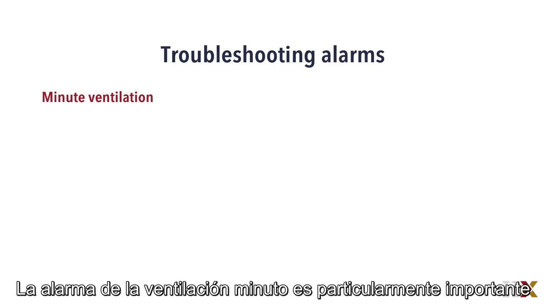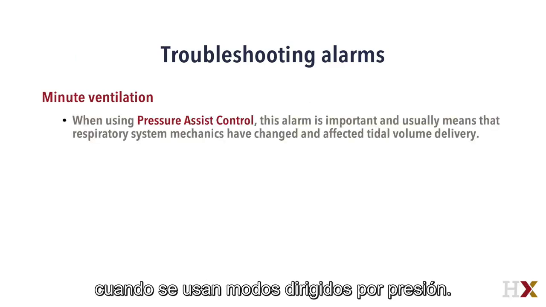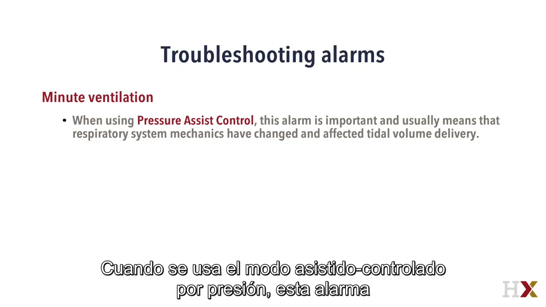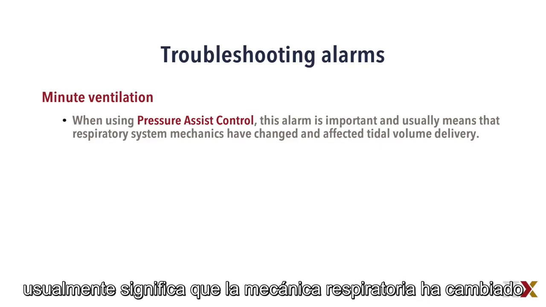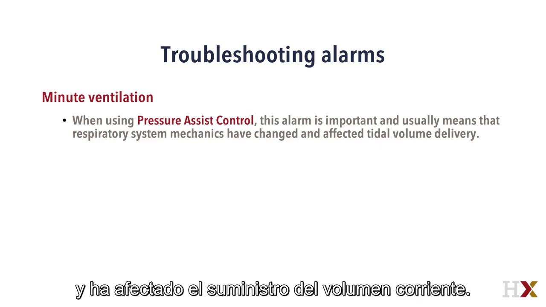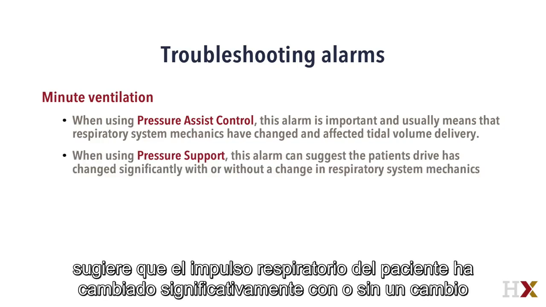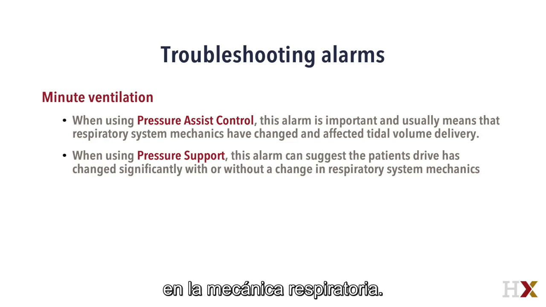The minute ventilation alarm is particularly important when using pressure-targeted modes. When using pressure assist control, this alarm usually means the respiratory system mechanics have changed and it has affected tidal volume delivery. When using pressure support, this alarm can suggest the patient's drive has changed significantly with or without a change in respiratory system mechanics.